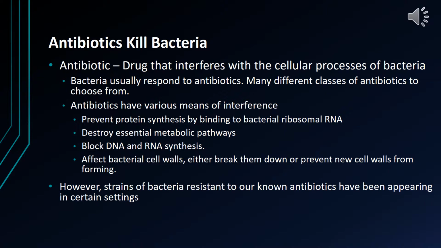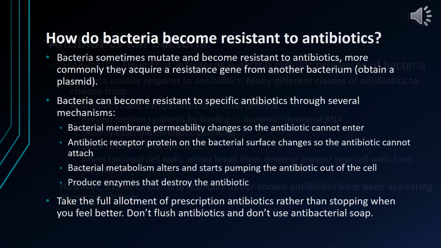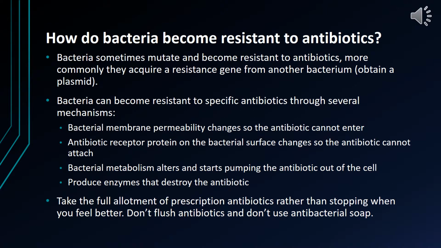However, there are several strains of bacteria which have become resistant to antibiotics and have been appearing in certain settings. So how do bacteria become resistant to antibiotics? Bacteria sometimes mutate and thus become resistant to antibiotics, though more commonly they can acquire a resistance gene from another bacterium, or rather we would say they obtain a plasmid.